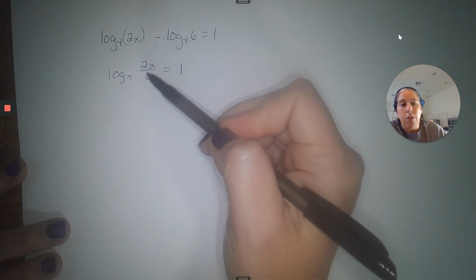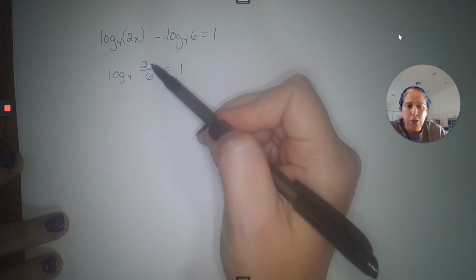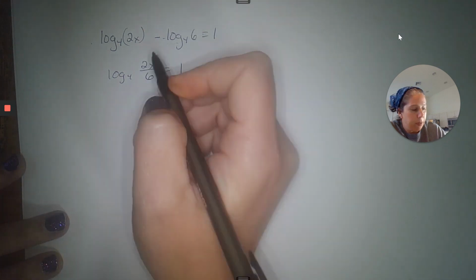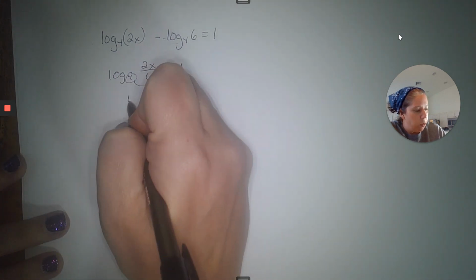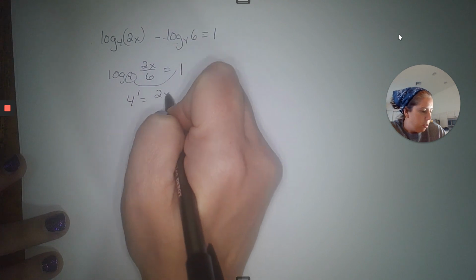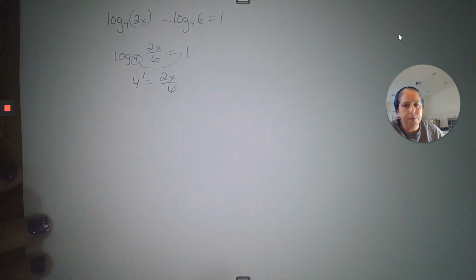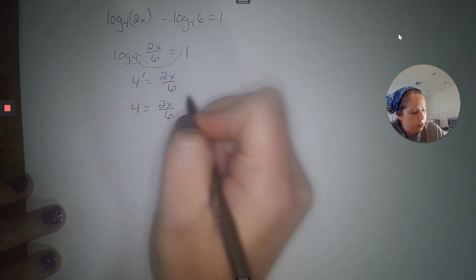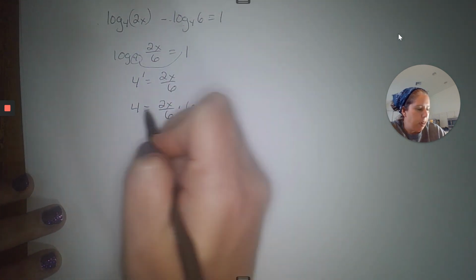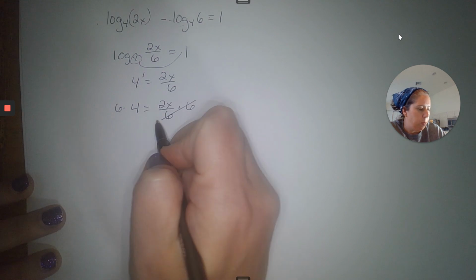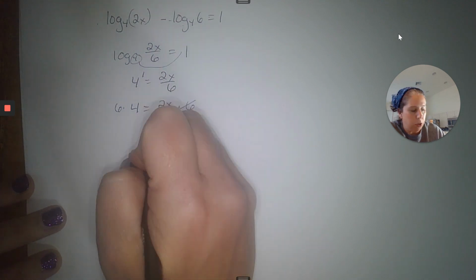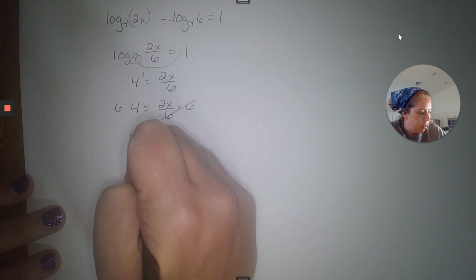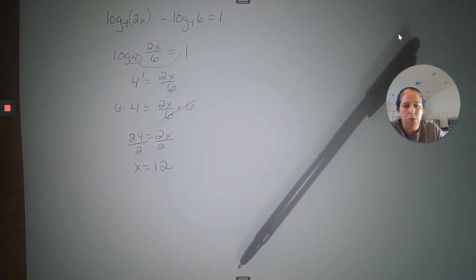All right, those of you who know what you're doing, if these are numbers right here, I can reduce this, but most of you don't even bother, okay? Change it to an exponent, so 4 to the first equals 2x over 6, right? 4 to the first is 4, so 4 equals 2x over 6. Get the denominator out of the bottom, so multiply both sides by 6. These will reduce. So you got 24 equals 2x. Divide by 2, so x is 12.